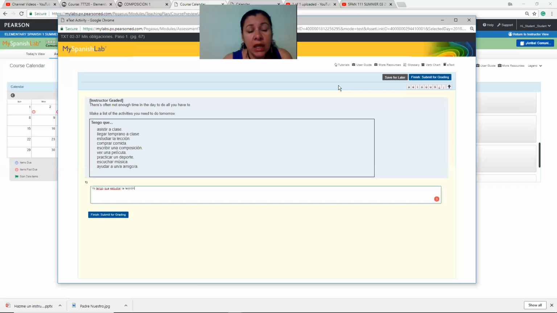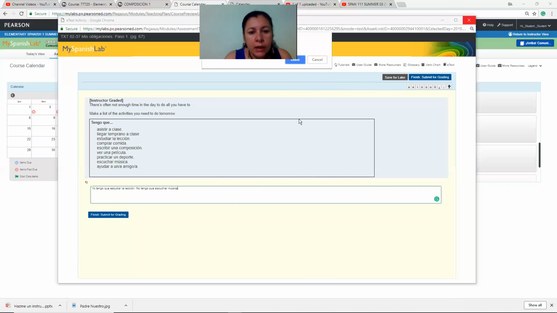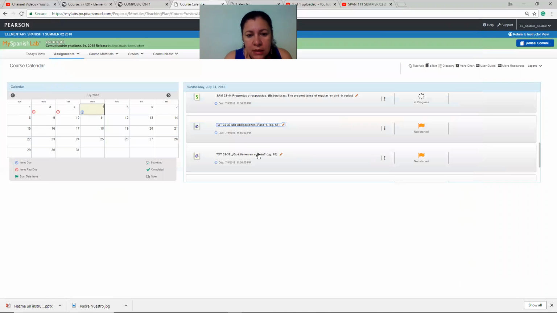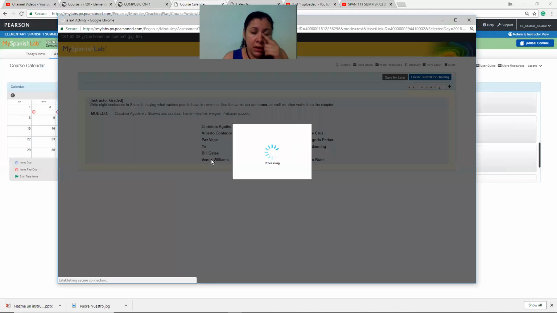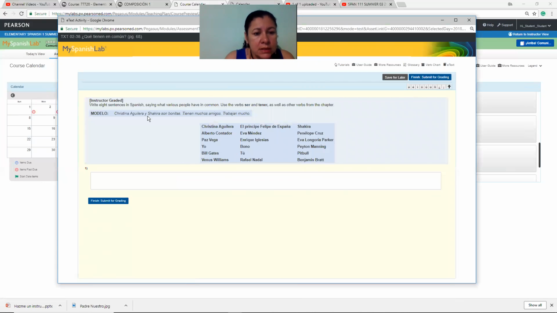And include negative form. So tengo que estudiar la lección. No tengo que escuchar música. Ay, mira, typo here. Escuchar música. No tengo que escuchar música. And then you write in a total of 5, por favor, please. The next exercise is what do they have in common? ¿Qué tienen en común? And this one, I believe, yeah. Cristina Aguilera y Shakira, and this one is instructor graded too.